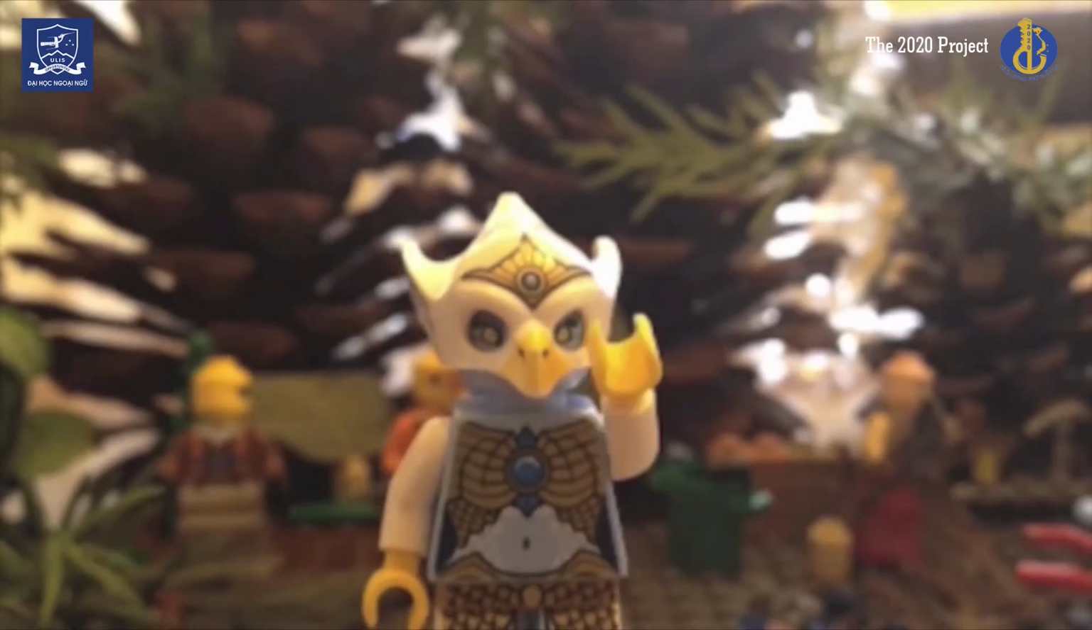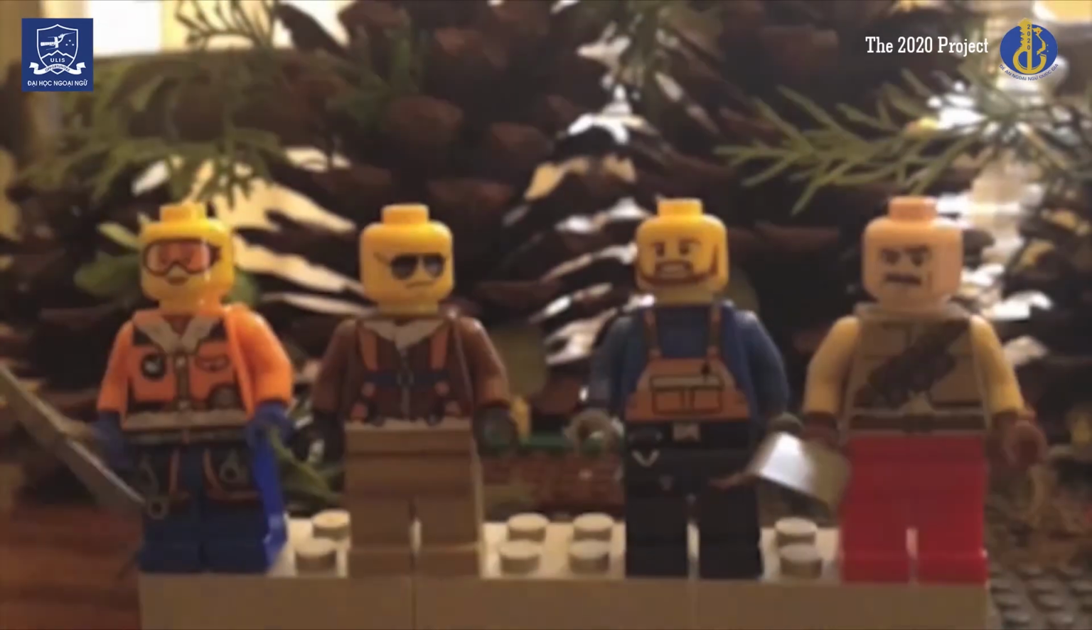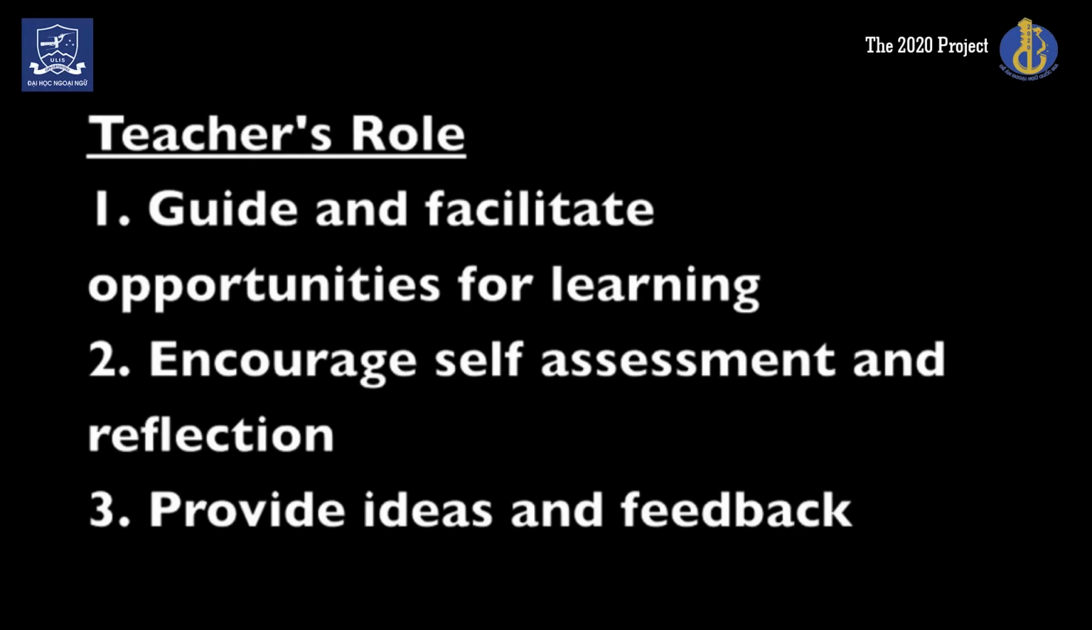In this scene, the teacher, shown here, will be talking to the students, shown here. You will see that unlike assessment of and for learning, assessment as learning, the teacher takes on a different role. The teacher's role becomes one where he or she can guide and facilitate opportunities for learning. He or she can encourage self-assessment and reflection, and provide ideas and feedback for the students.